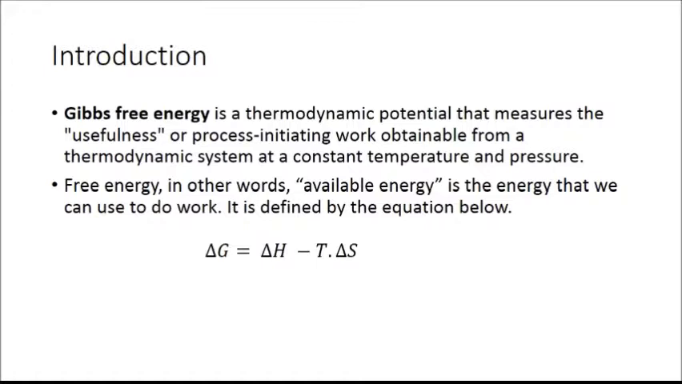bodies. So that delta G, which is the change in available energy or change in free energy, is defined by this equation here. So delta G is equal to the change in enthalpy minus temperature times the change in entropy.